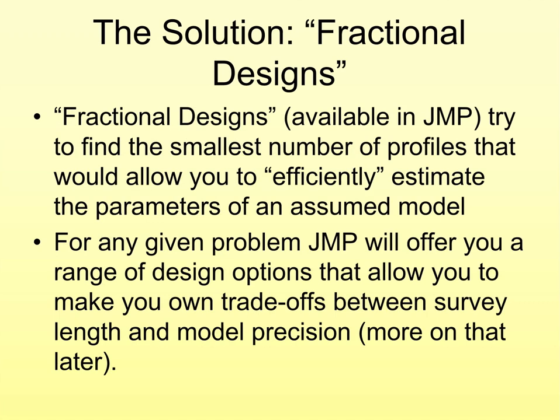So the solution is to use something called fractional designs. Fractional designs, which are going to be available to you in JMP, try to find the smallest number of profiles that would allow you to efficiently estimate the parameters of an assumed model. By efficient, I mean provide the best or most precise estimates of parameters. For any given problem, JMP is going to offer you a range of design options that will allow you to make your own trade-offs between the survey length and model precision.